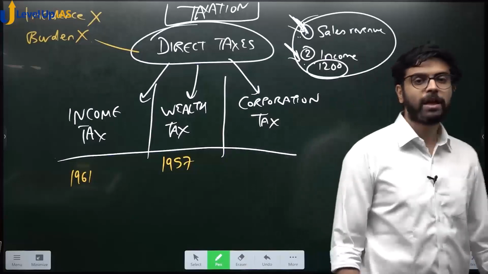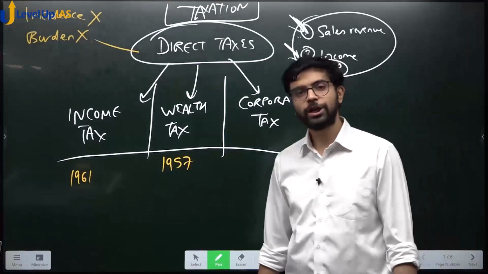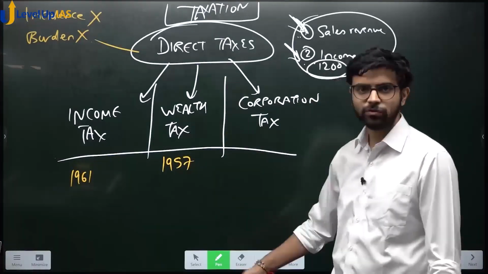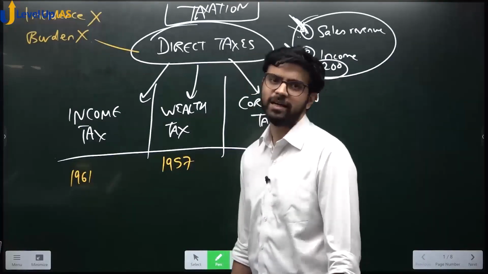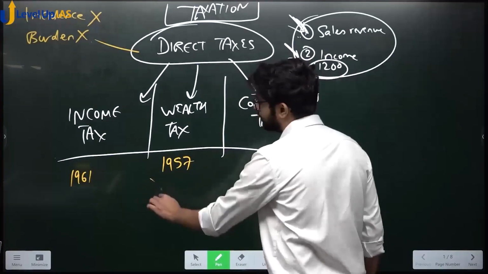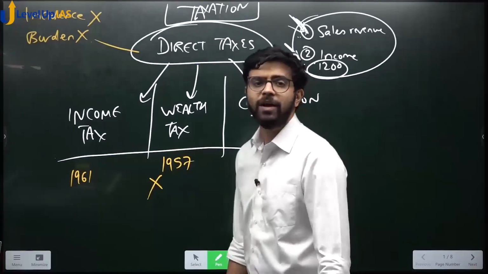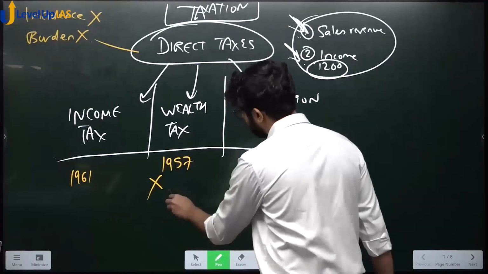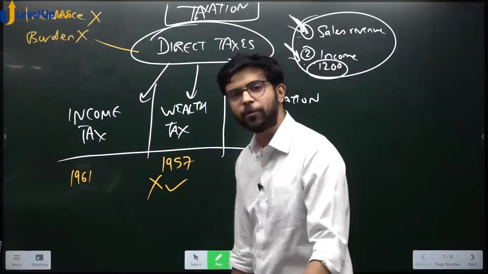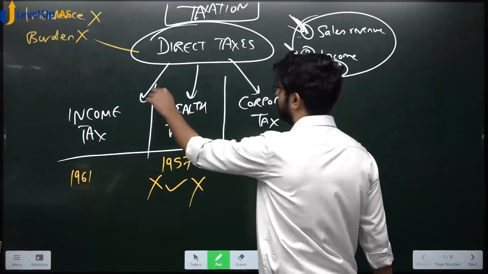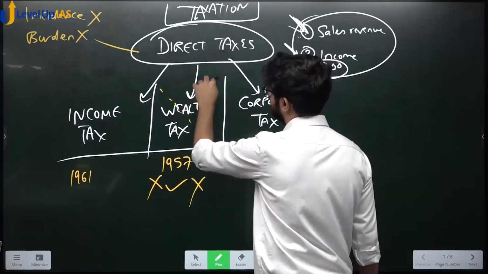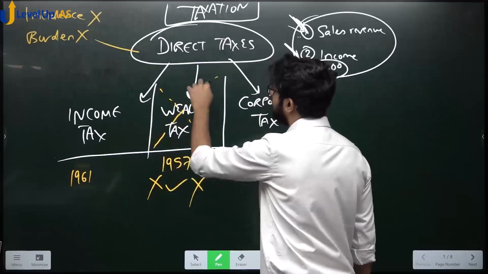The cost incurred in administration of wealth tax, income tax department officers' salaries and all of that, did not justify wealth tax. So wealth tax was abolished. Wealth tax was brought again, and then abolished again. What is the current status? Wealth tax is not there. Current status is that wealth tax is abolished.